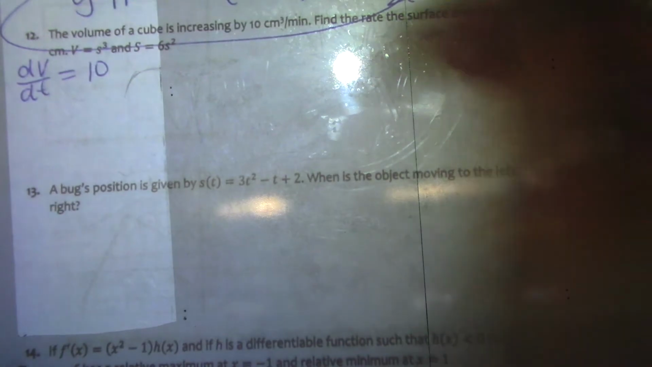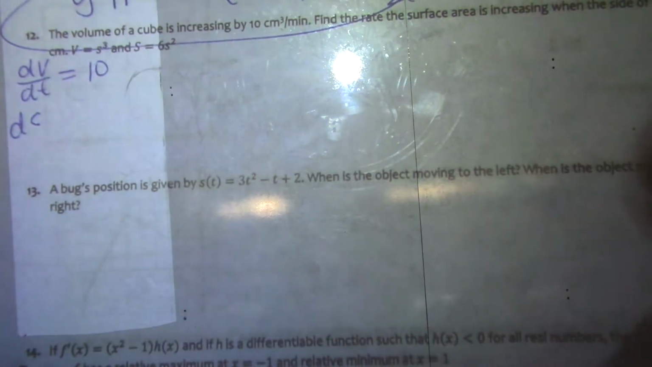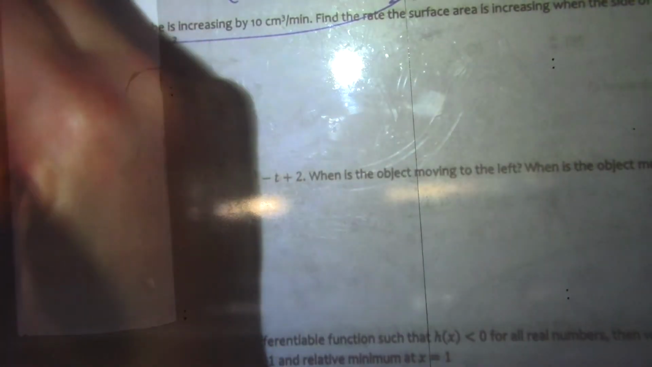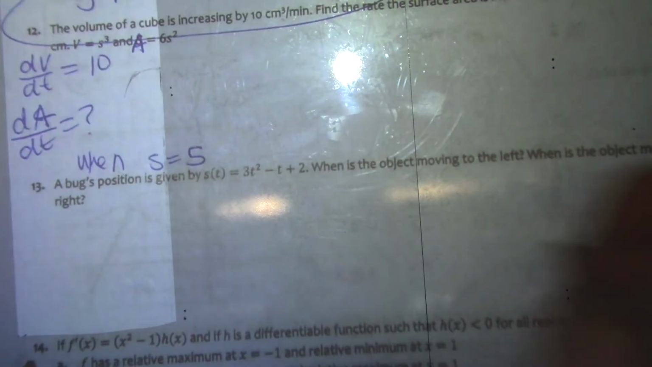Find the rate that the surface area is changing. Because this is talking about the sides of the cube, I'm going to call the surface area A, so we want dA/dt, when the side is 5.